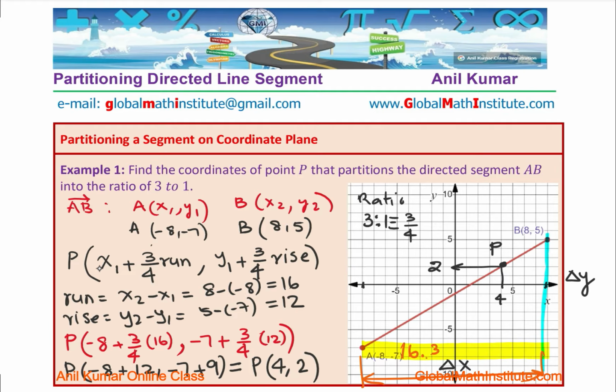So times 3 by 4, which is 4 times 4 goes into 16 times 3, which is 12. So that is the 12 which we added to the x value. Is that clear to you? So going 12 units from here, which is up to this point.